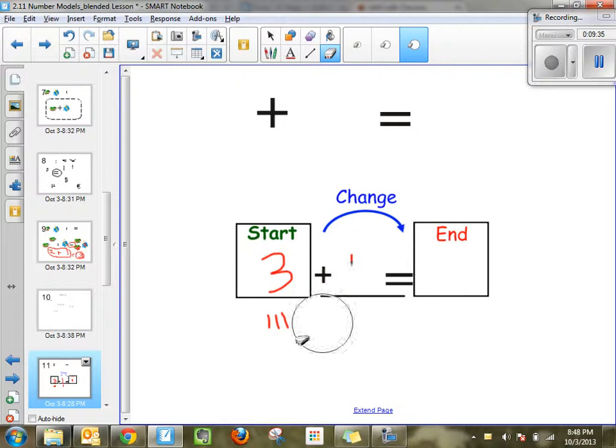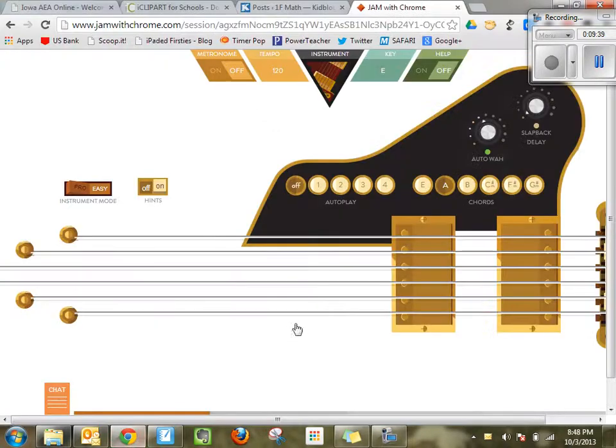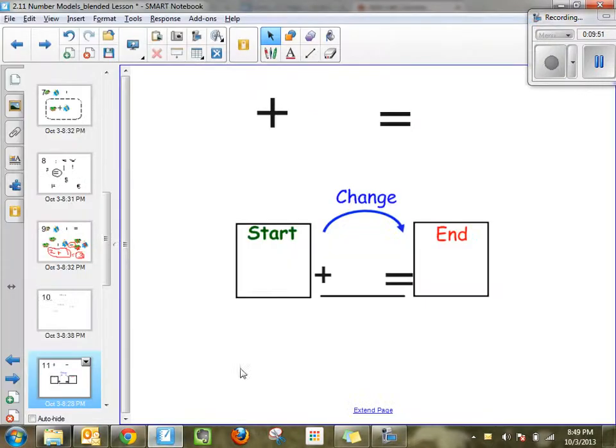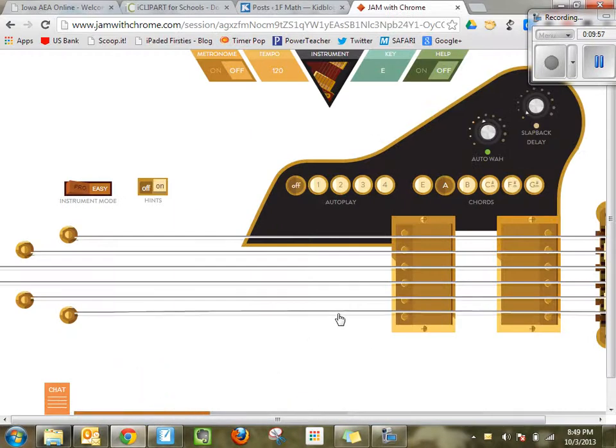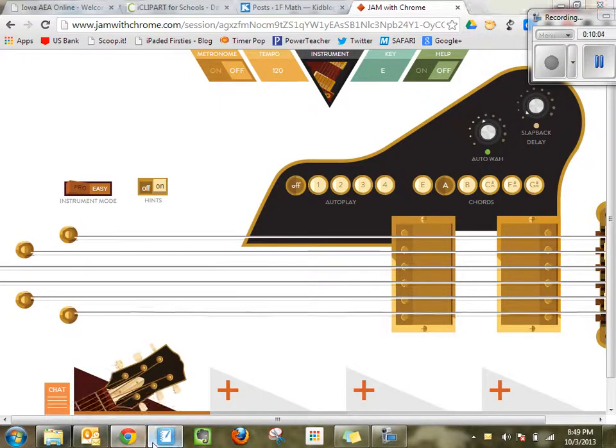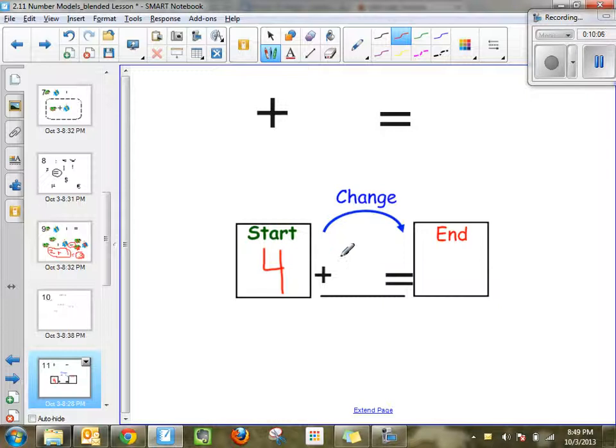I think we have time for maybe 2 more. Let's see if we can get through a couple more. So listen what we're going to start with. Okay, so think in your head, how many times did I strum it? If you said 4, you're correct. Now let's add to it. Let me go back and add some more. So if you said 3, you're correct.